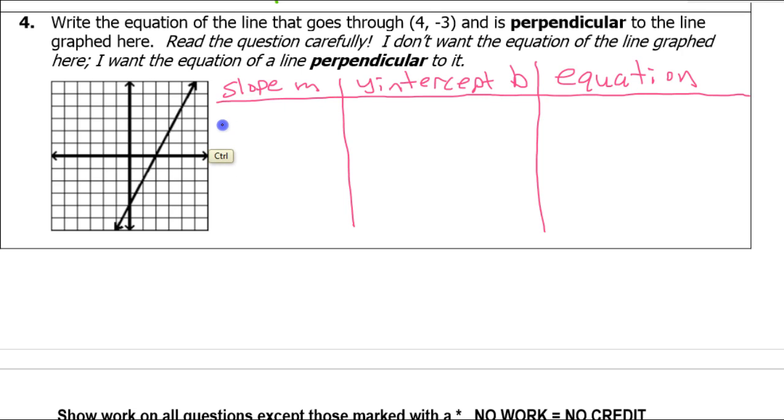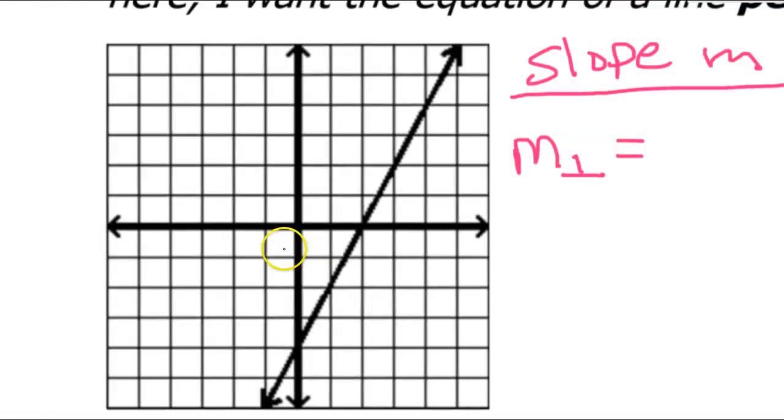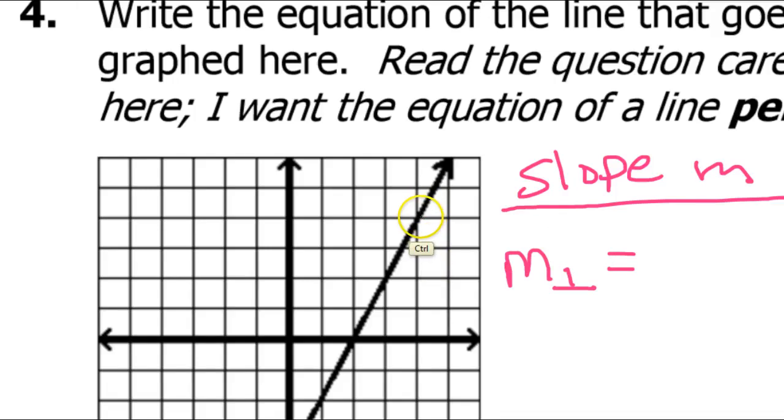Okay, so let's start with the perpendicular slope. So this is a perpendicular line. This line is perpendicular to the line that I'm talking about. So what's the slope of this line? Well, slope is rise over run. So let's look at this and see what's going on. So that's right at the grid lines. This is right at the grid lines. Let's talk rise over run.